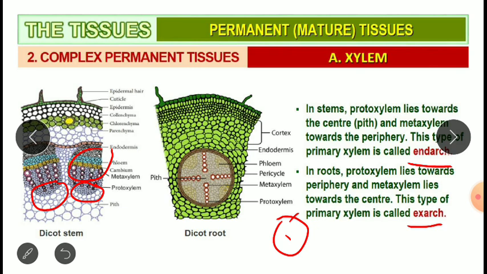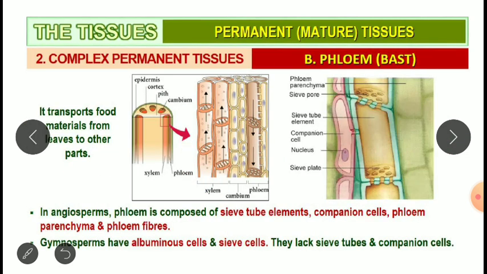Whereas in the case of roots, the protoxylem lies towards the periphery, and the larger metaxylem are at the center. So this type of arrangement is called exarch xylem. So endarch in stem, wherein the protoxylem are inside and metaxylem are outside. Whereas exarch in root, wherein the metaxylem are inside and protoxylem are towards the outside. So these are the two types of xylem.